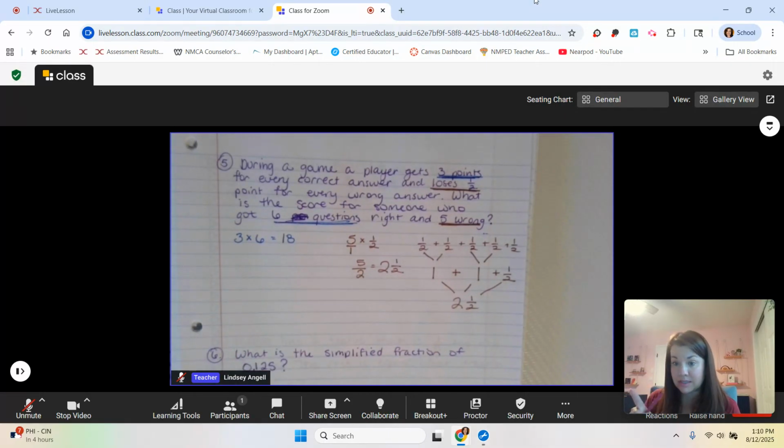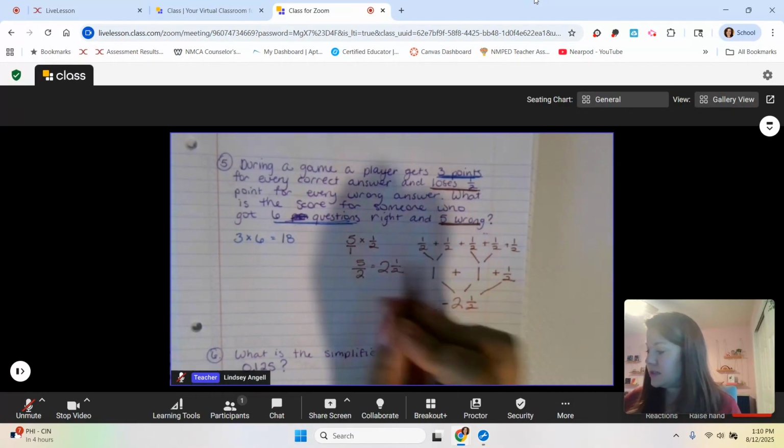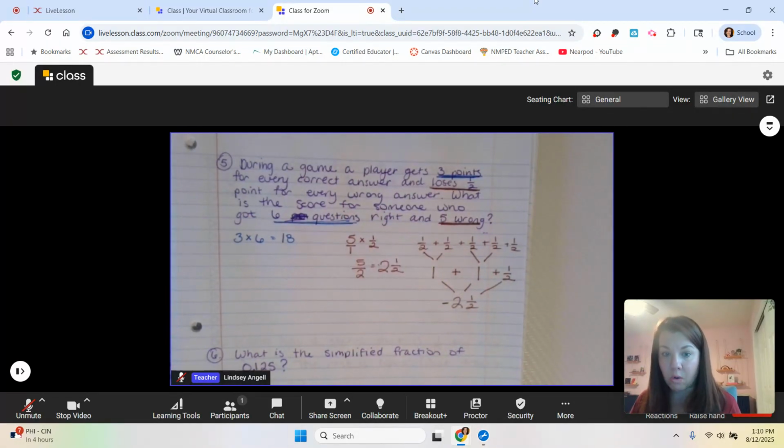But the thing we need to consider, since this is like a real life situation, right? Technically, these are negatives because they're losing them. They're being subtracted from their score. So I'm not done yet. I haven't actually figured out how many points were earned.